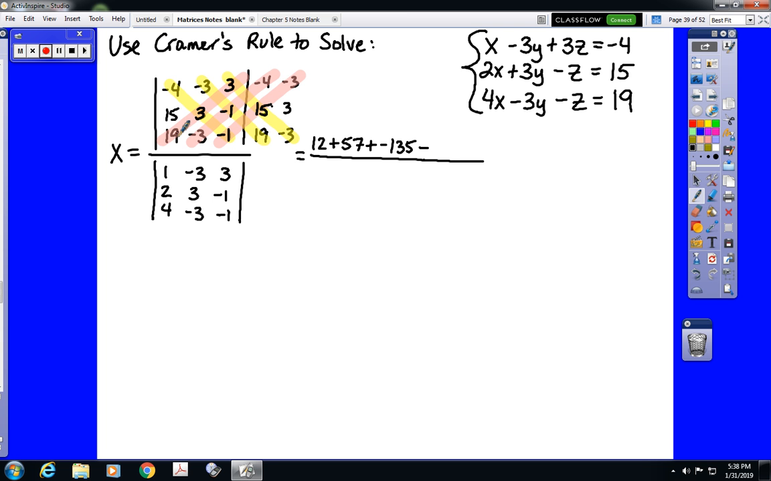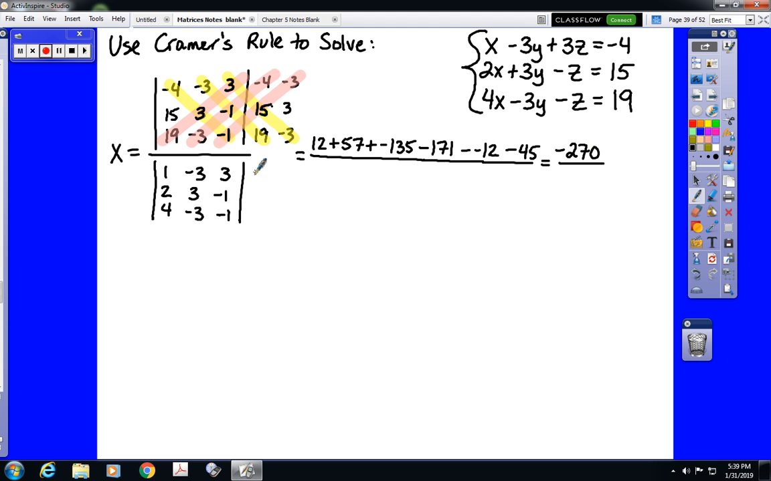So minus 19 times 3 times 3, which is 171, minus negative 3 times negative 1 times negative 4 would be negative 12, minus negative 1 times 15 times negative 3 would be 45. You can go ahead if you want at this point and add those up. So 12 plus 57 minus 135 minus 171 plus 12 minus 45 is negative 270.